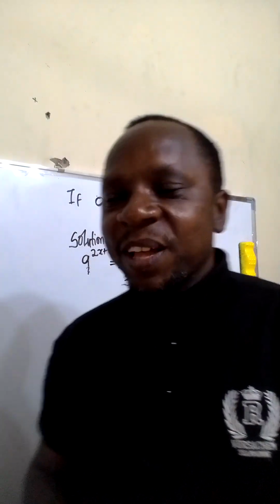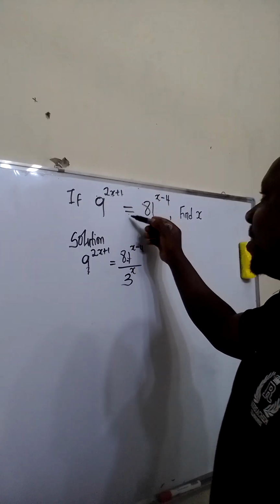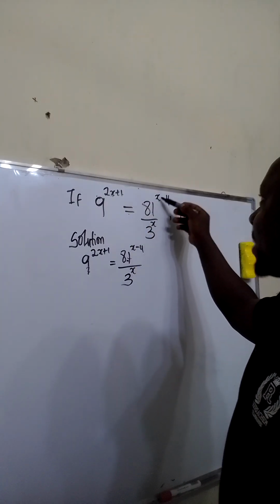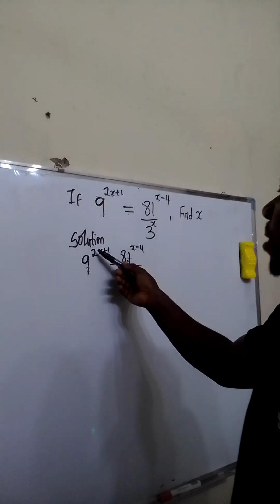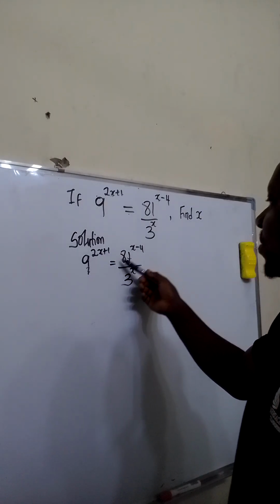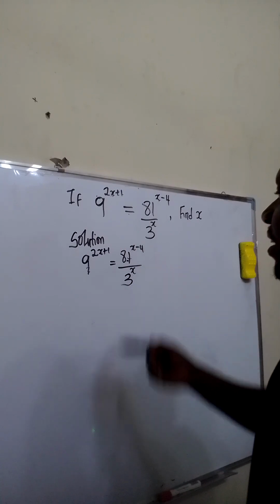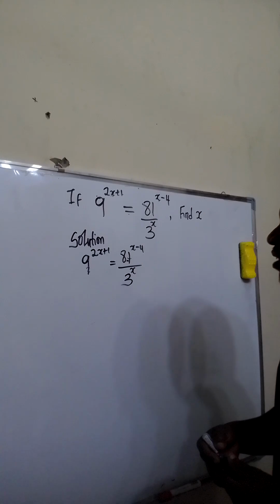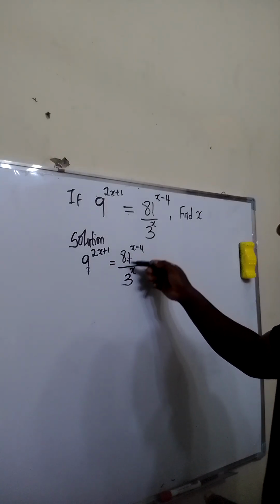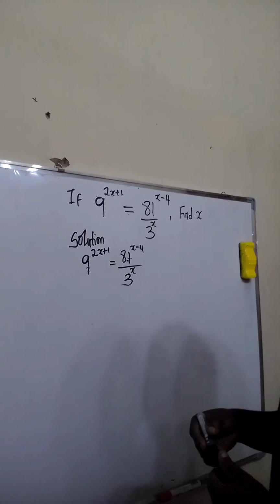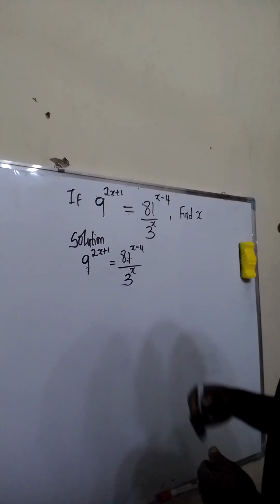Hello, today we are told that if 9 raised to power 2x plus 1 is equal to 81 raised to power x minus 4 over 3x, find x. The first thing we'll be doing is to express 9 and 81 in the power of 3.